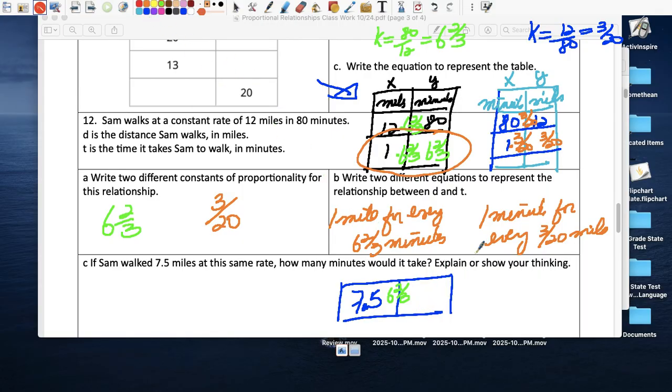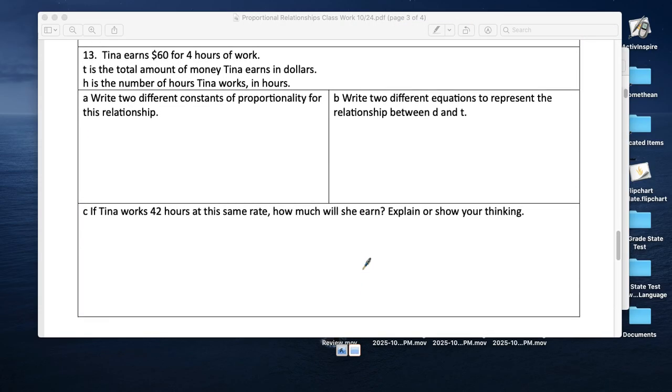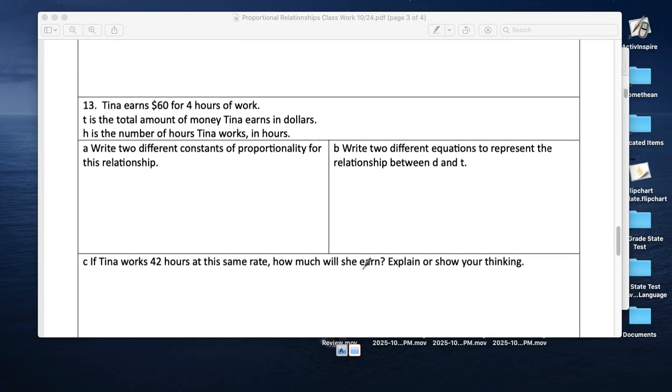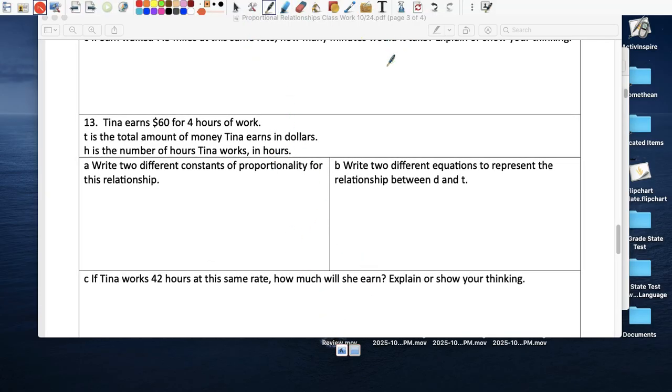So we're going to multiply 7.5 times 6 and 2/3. And that's going to give me that it took me 50 minutes. Okay, so a little different of a question, yeah? Depending on who you put in the X and the Y. So this one is going to be the same question except a little different. So let's create the first table.